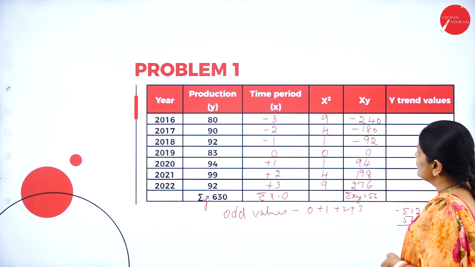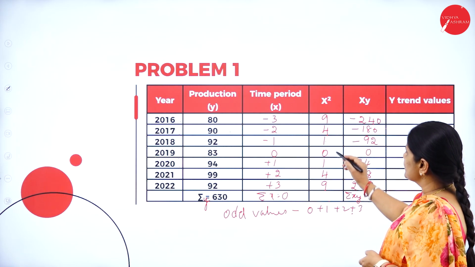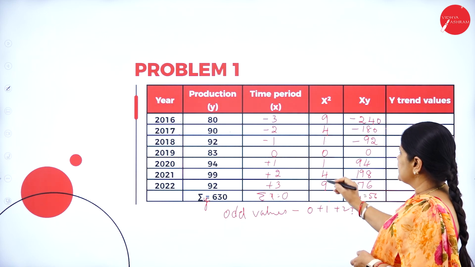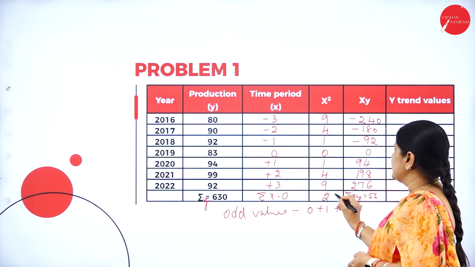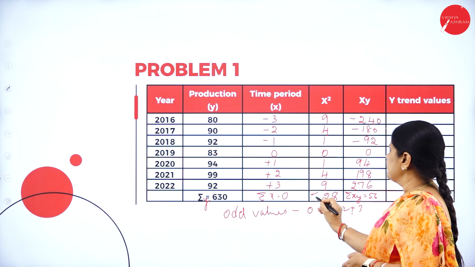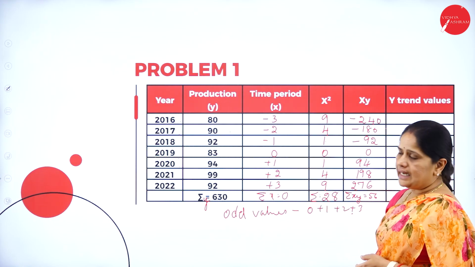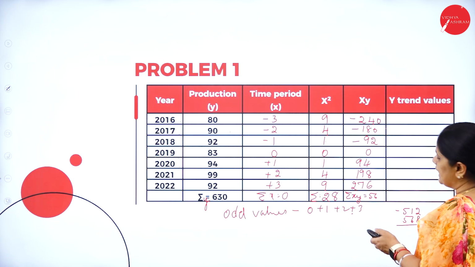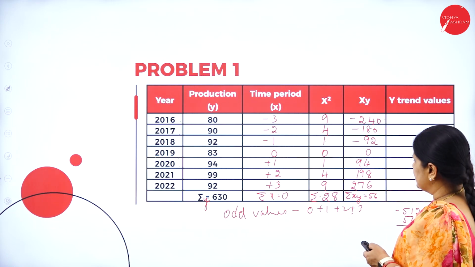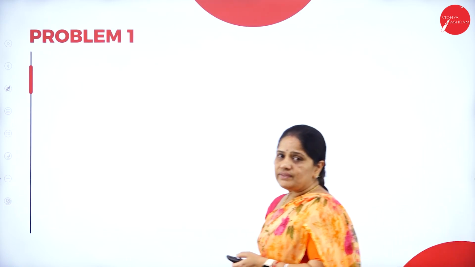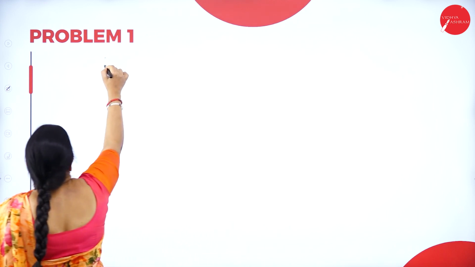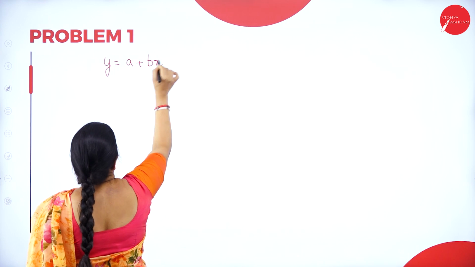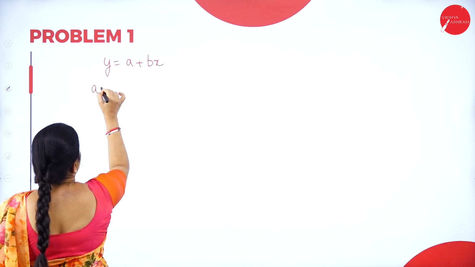Now the next will be x square. So x square, when you add all this, 10, 18, 10 plus 10, 20, 28 is the answer. So sigma x square equals 28. Now we have to calculate the trend values. Now how do we calculate the trend values? Now we have the equation here, y is equal to a plus bx. So we have to calculate a.